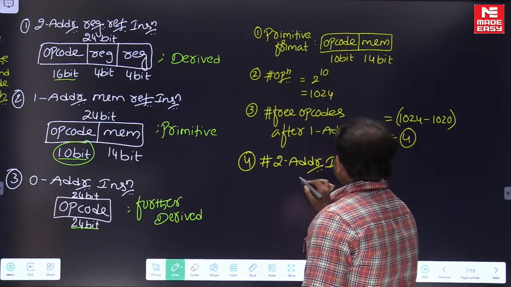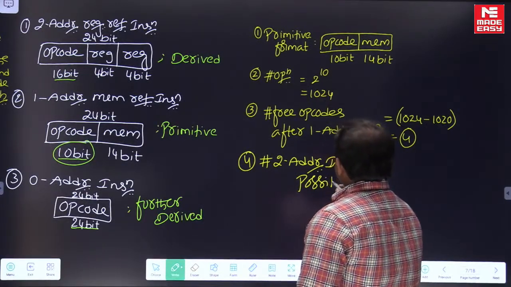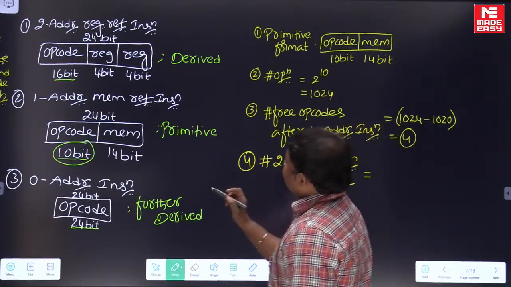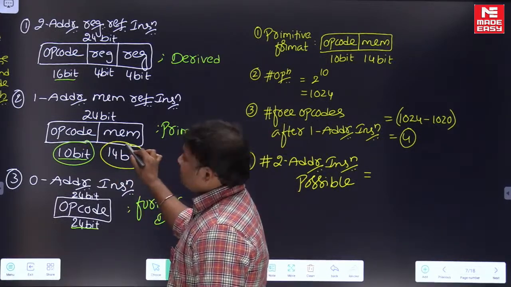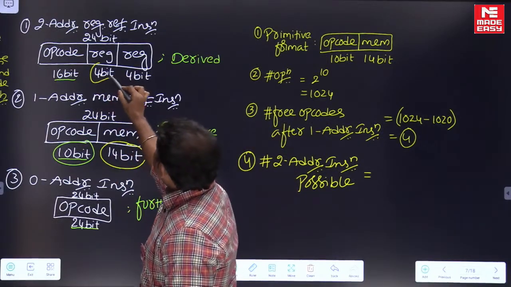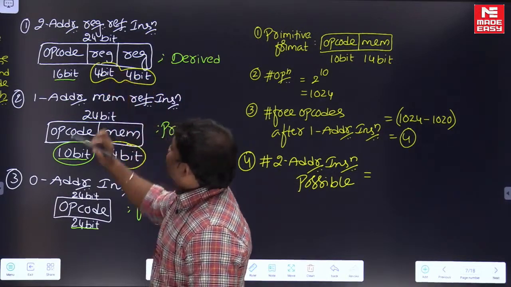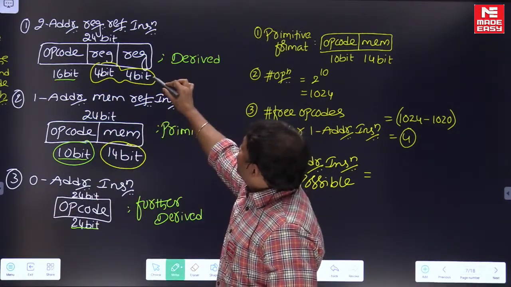How many 2 address instructions are possible? Here the address field size is 14 bit. In the 2 address format, how many address bits do we want? 4 bit and 4 bit, so a total of 8 bit address.